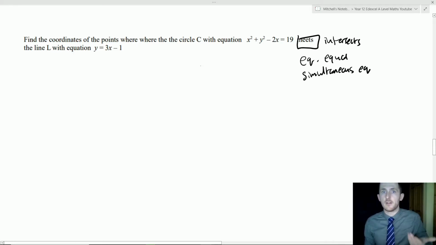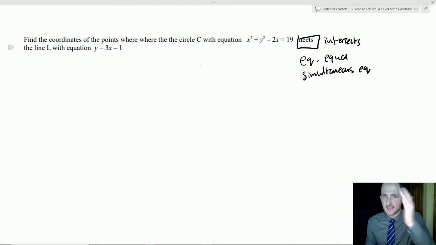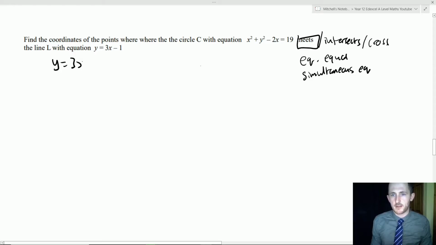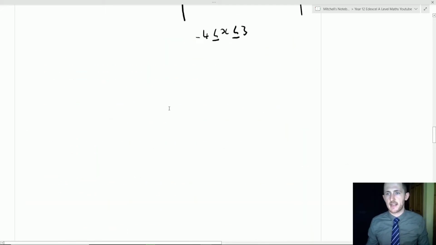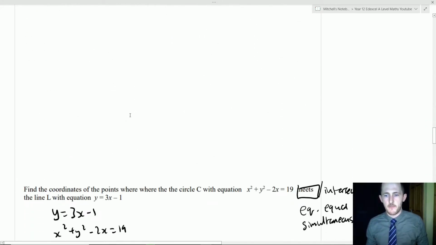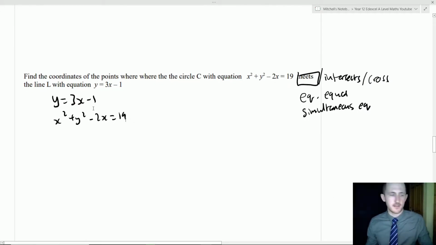That's one way you can do it. You can just memorize the fact that if they intersect or meet or cross, or any other words that imply they're touching, then it's a simultaneous equation. You can just get on with it. Basically we're solving the simultaneous equations y equals 3x minus 1 and x squared plus y squared minus 2x equals 19. So now it's the exact same as this question, but it's worth an extra mark because you had to make the connection that this is a simultaneous equation.